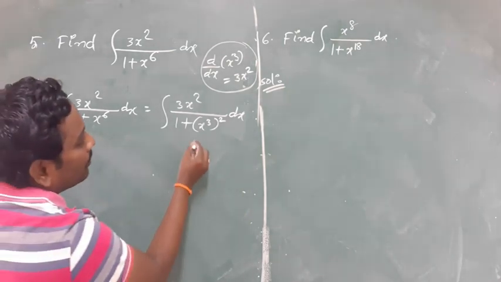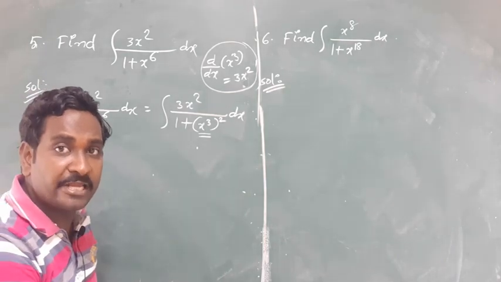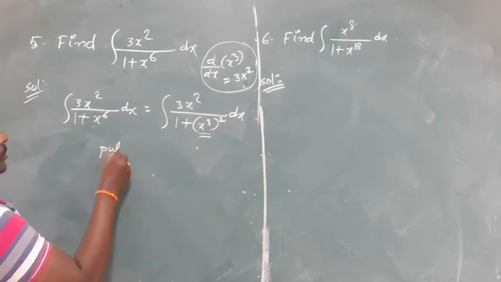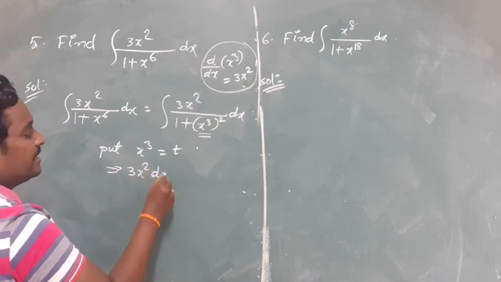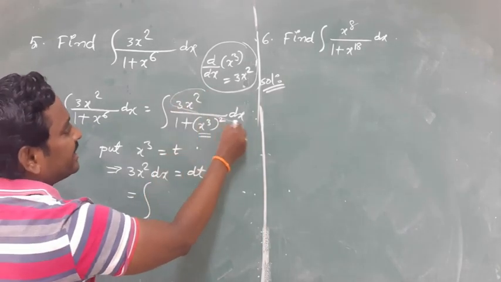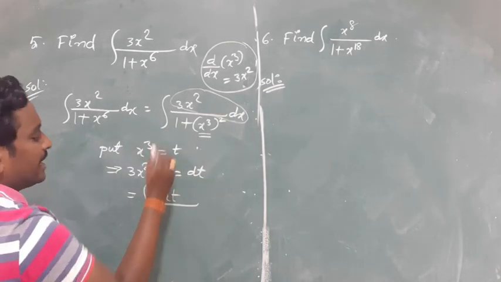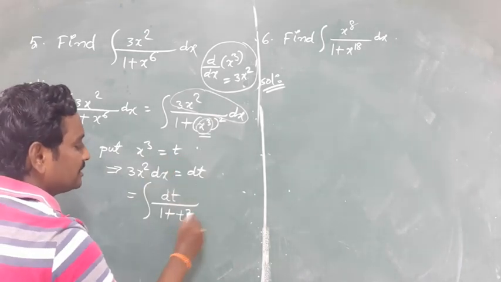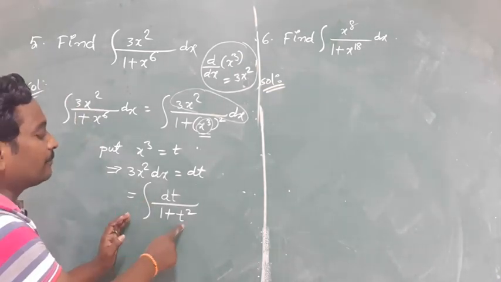Okay. Now substitute x cube is equal to t. If we take x cube is equal to t, then automatically its derivative is the numerator. Simple. So put x cube is equal to t. So its derivative is 3x square dx is equal to dt. So the above problem becomes 3x square dx replaced by dt, by 1 plus x cube whole square. What is x cube? t. So t square. So we are observing that the problem becomes integral 1 by 1 plus t square dt.